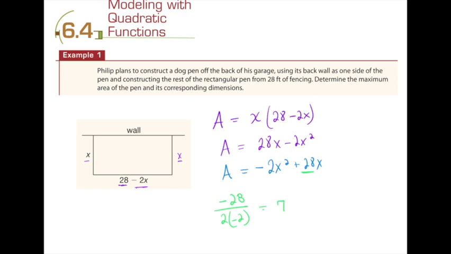Well, what did I solve for? Well, I solved for x, right? What does x represent? Well, in my drawing, x represents this and this. So I used up 7 feet here and 7 feet here. Well, how do I find my other dimension? Just plug it in, right? 28 minus 2 times 7. What's my other dimension here? Should be what? 14, right? So 28 minus 14, that should be 14. It says, what are your dimensions? Well, my dimensions are going to be 7 feet by 14 feet, right?